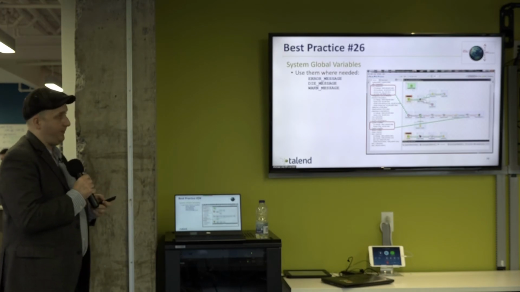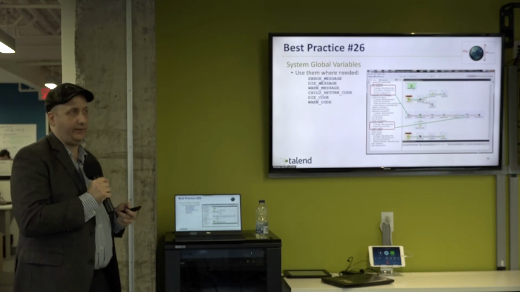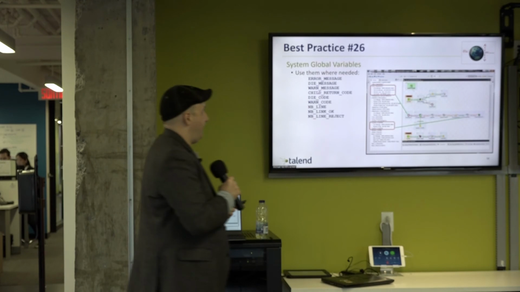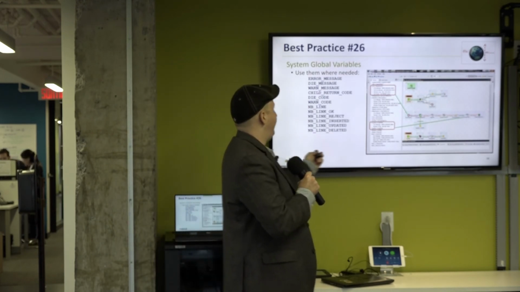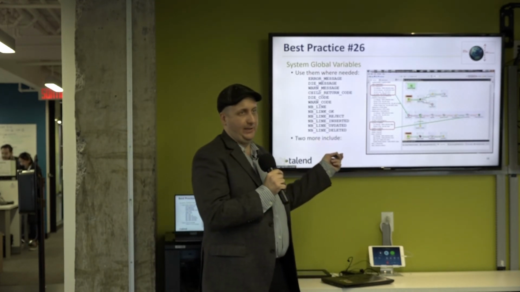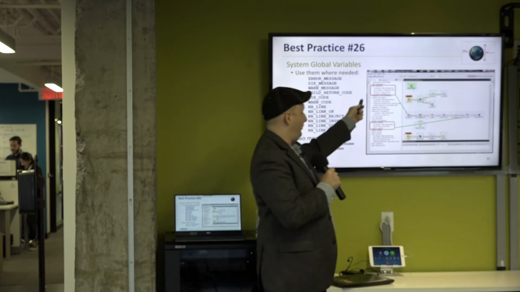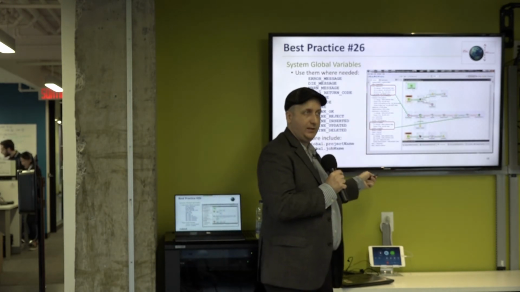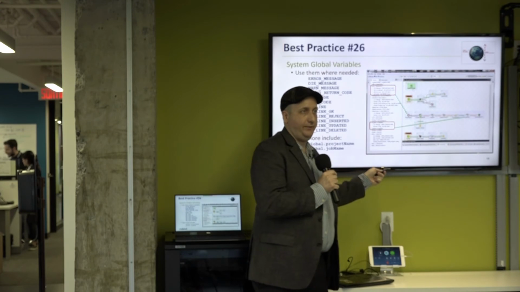And then we also have some system global variables, things that are internal with Talend. If you haven't really looked at it, we have something called an outline. And an outline will show you a list of all the components that are used inside of your job.